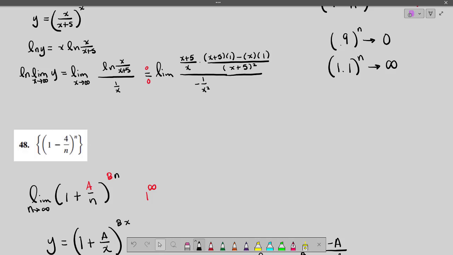Okay. Let's rewrite this mess and see if we can get somewhere. So we have limit. We're going to do a couple steps at once. So we have that. And then up here, isn't this just x plus 5 minus x? Isn't that just 5? So that's 5 over x plus 5 squared times negative x squared over 1.